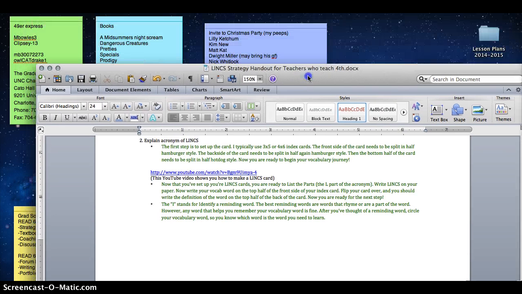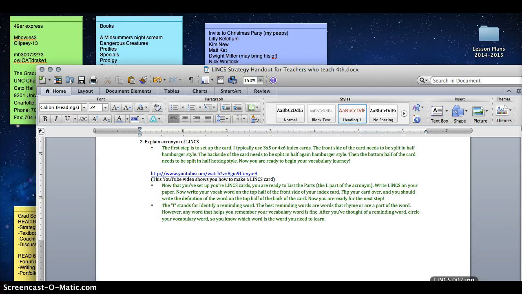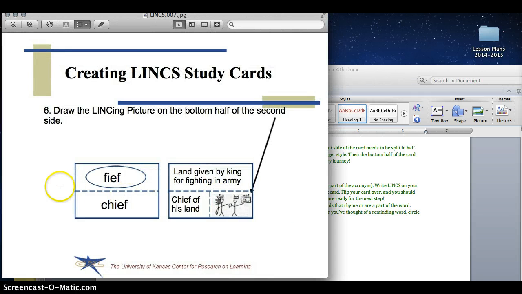I'll show you what a links card looks like. It's just an index card. I recommend a 3x5 or a 4x6 index card, and you use both sides. So the first side is cut hamburger style. You put your vocabulary word on top, and then you circle it. That way you know what word you're studying.